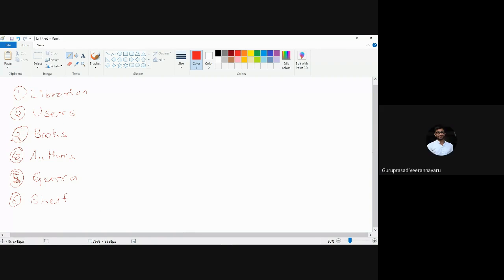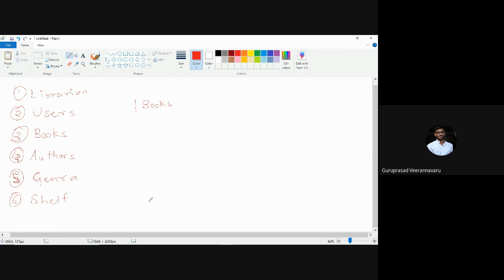Shelf, because let's say if I ask some librarian where is this, so shelf actually exists in a library, right? So this book is in this shelf, right? Okay. So now if you have to start designing this, let's say initially we have books. Okay. Books, what all will books have?